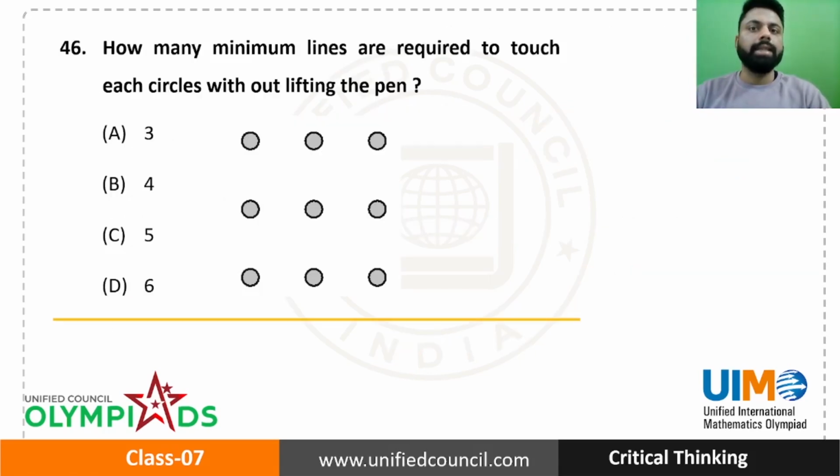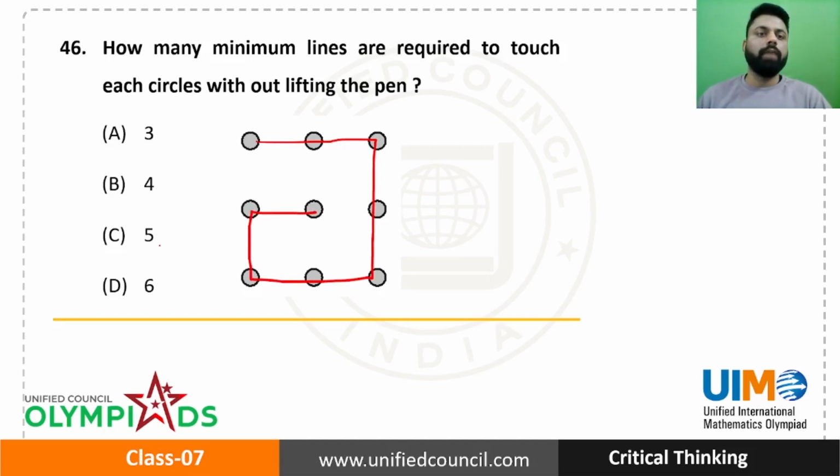How many minimum lines are required to touch each circle without lifting the pen? Minimum lines are required to touch each circle without lifting the pen. So let us assume we are starting from here: 1, 2, 3, 4, 5. Now 1, 2, 3, 4, 5 lines are coming. But let's try to understand whether we can touch it by making minimum lines.